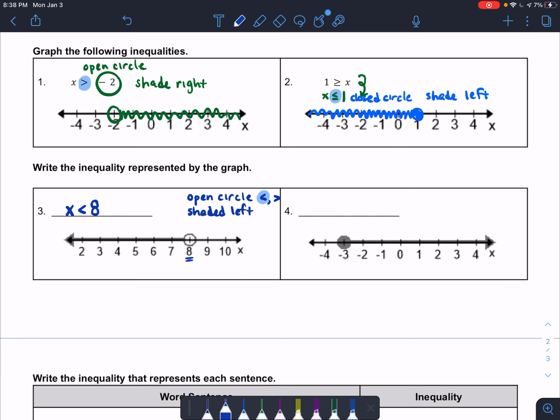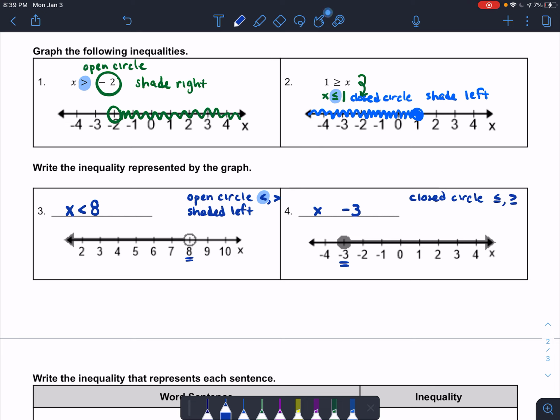What about number 4? Well, once again, I'm going to start with my x, because I always want x on the left side, and then a -3, and I'm getting that right from my number line. So x blank -3. Well, what do we notice here? This time we have a closed circle, which means my options are either going to be less than or equal to or greater than or equal to.